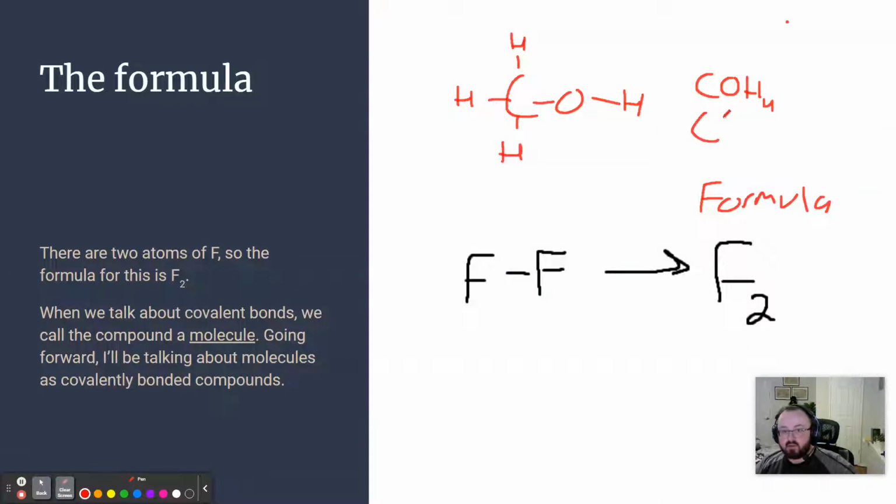Or you might write it like CH4O, something like that. So this is the formula, this is the structure, okay? And we'll start caring about formulas a lot when we get to chemical reactions. For now, we're really going to stick with structures.